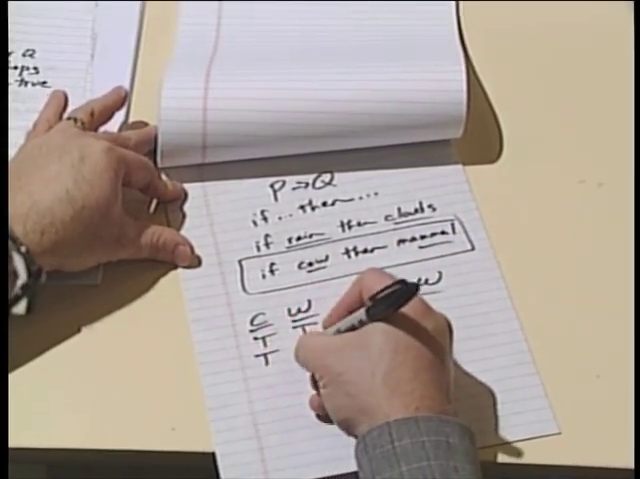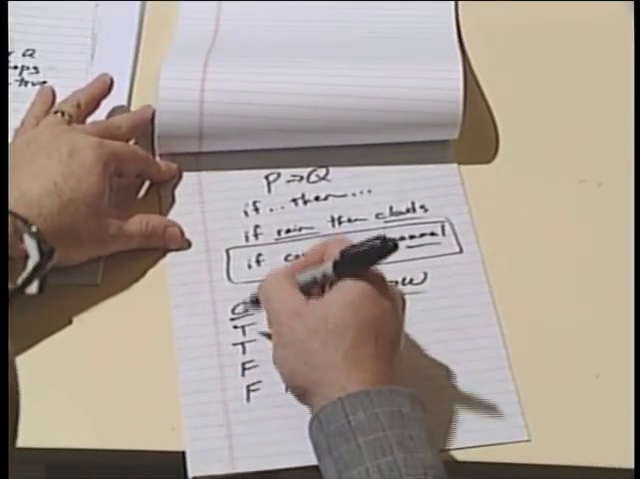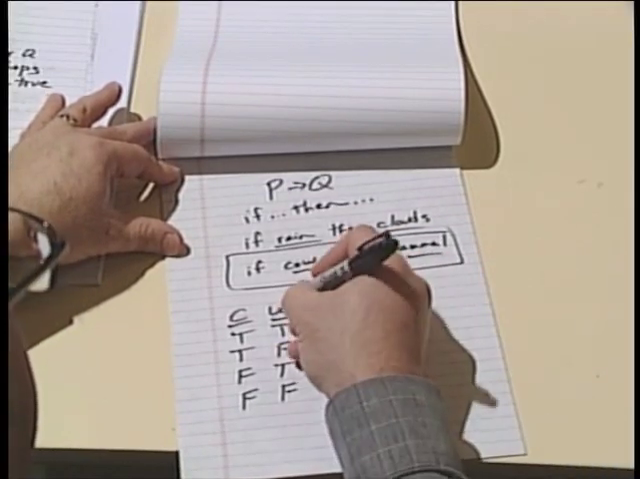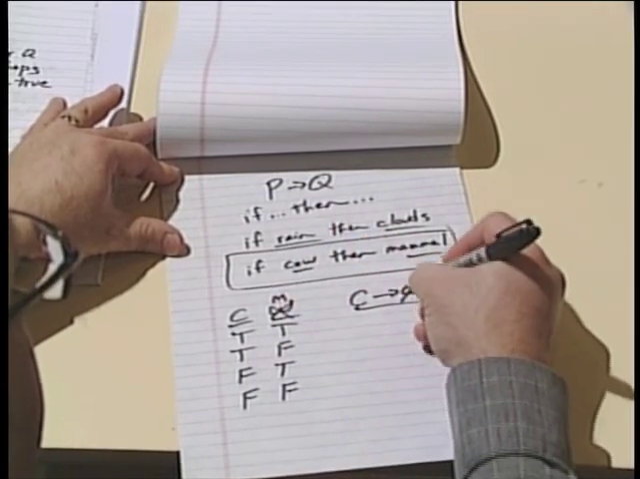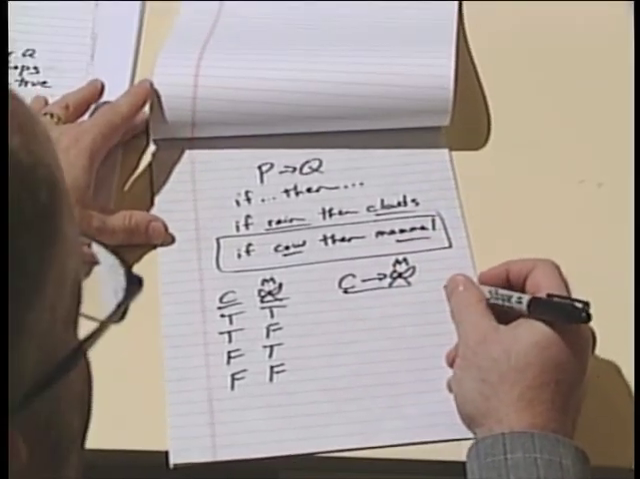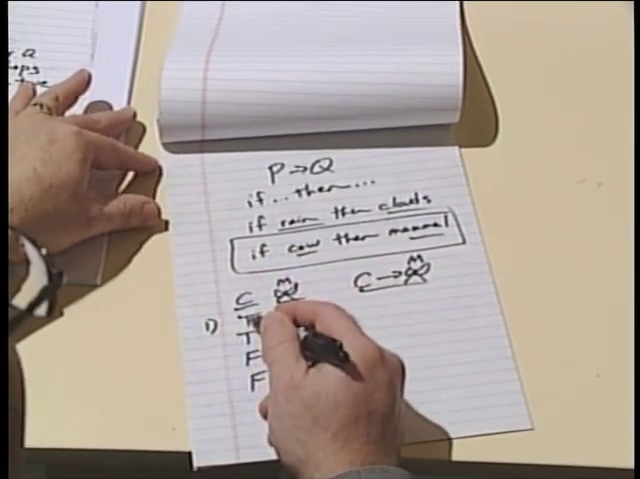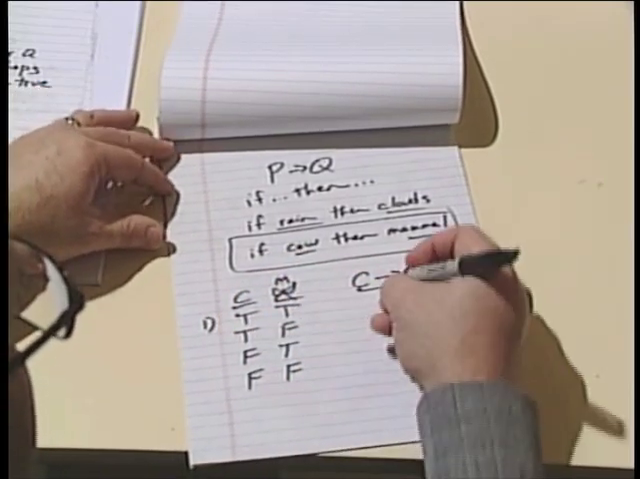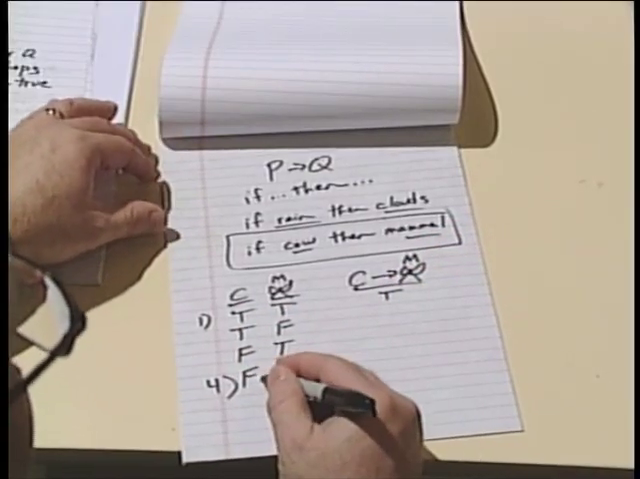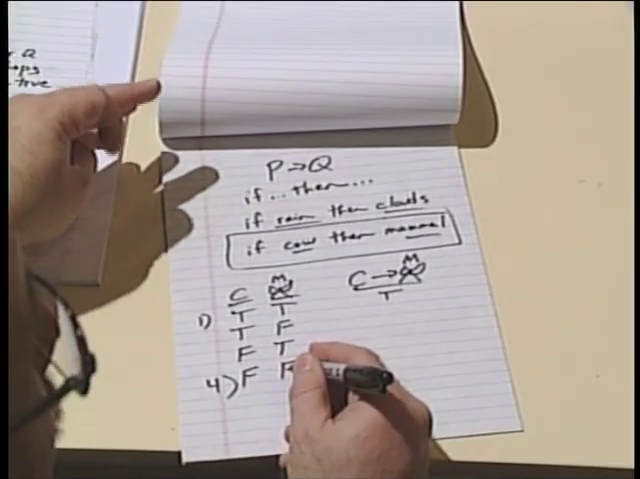T, T, T, F, F, T, F, F. If it's a cow, then it is a mammal. Okay, that was good. I look at animal number 1. I check it out, it is a cow. I check it out, it's a mammal. Life is good. Let's cut down to animal number 4. Animal 4 is not a cow. Let's say it's a turtle. And it's not a mammal, it's a reptile.